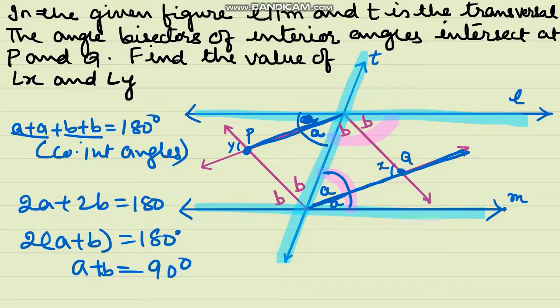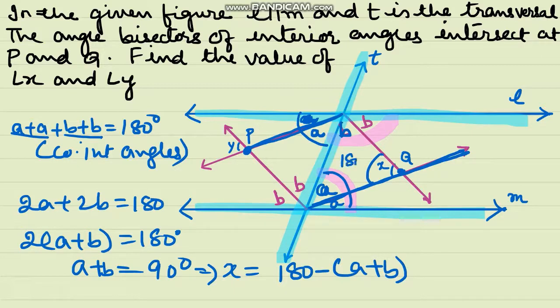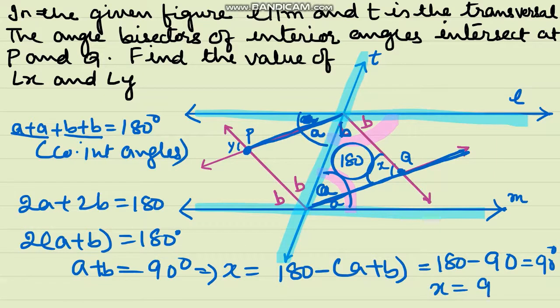So if A plus B is 90 degree, what will be the value of X? You must see, this is X, this is A and this is B. So X plus A plus B will give you 180 degree because this is forming a triangle. So X will be equal to 180 minus (A plus B), that is 180 minus 90. So that is equal to 90. So X is equal to 90 degree.